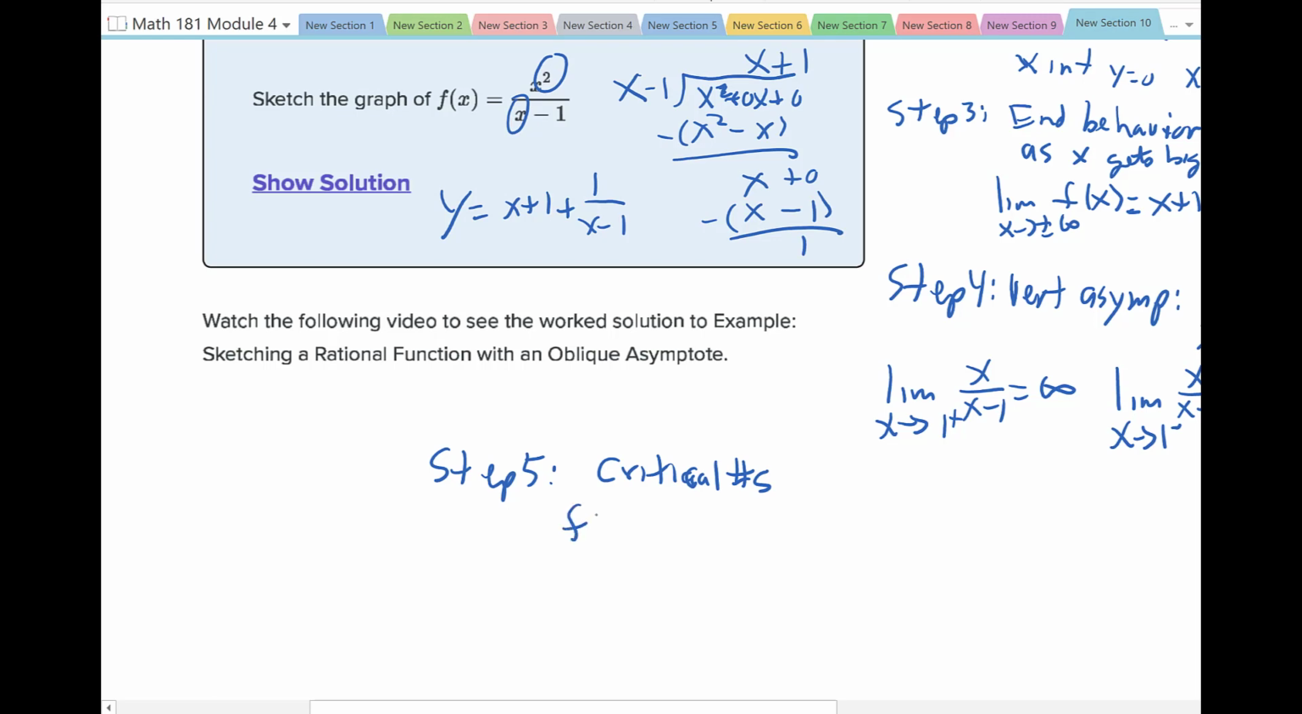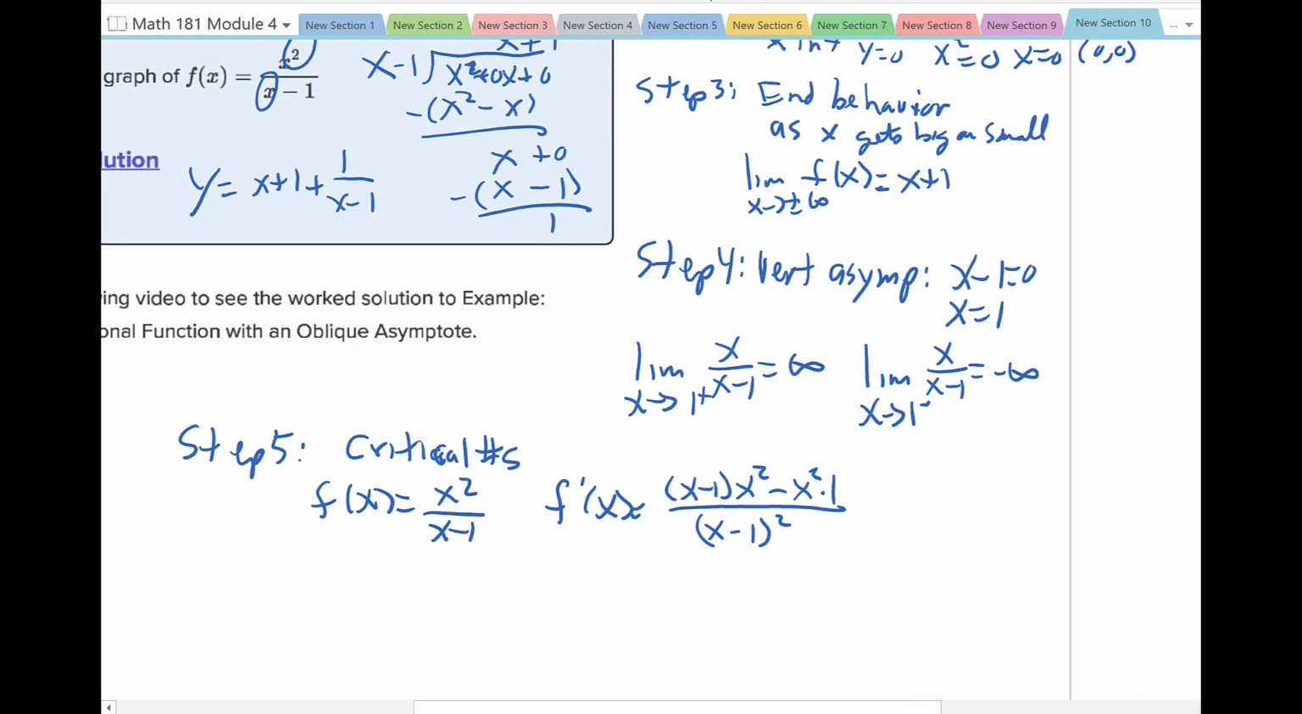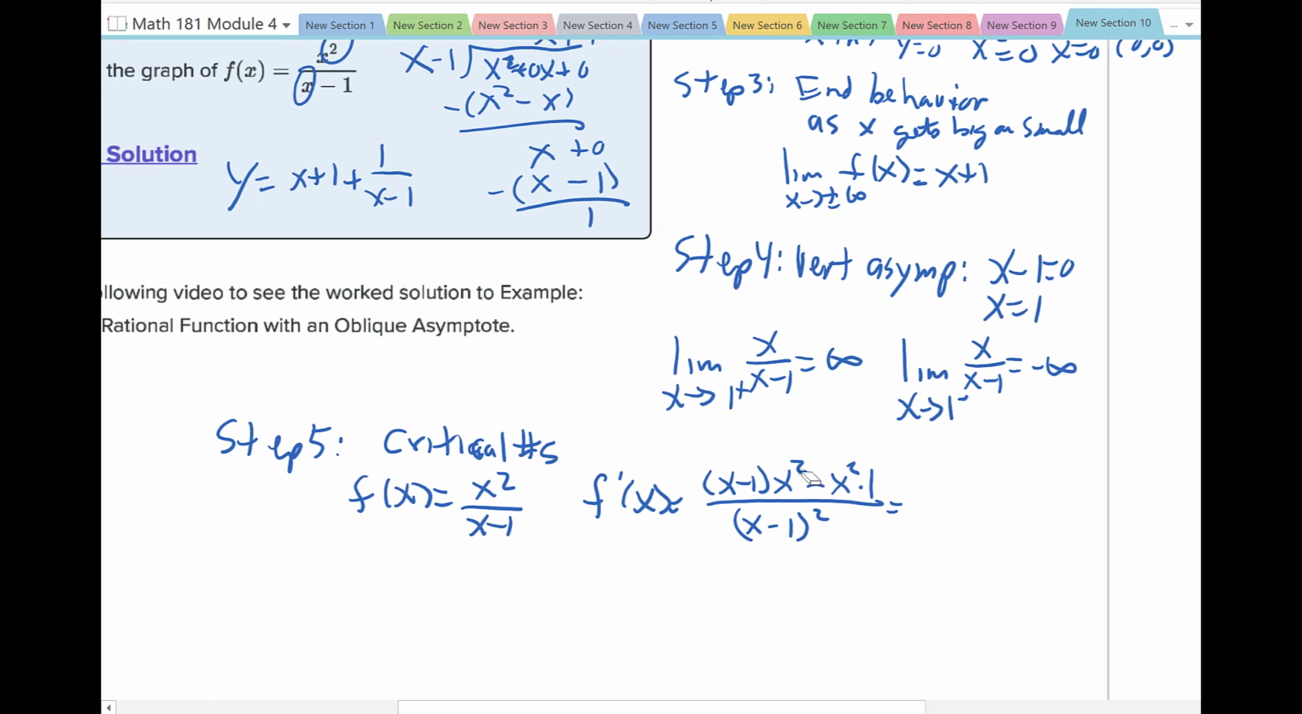So if our f of x is x squared over x minus 1, f prime of x, and there are a few steps to this. That's going to be x minus 1 times x squared minus x squared times 1 over x minus 1 quantity squared. And I ended up getting a mistake there, 2x. This is the derivative of the first one, or the numerator.